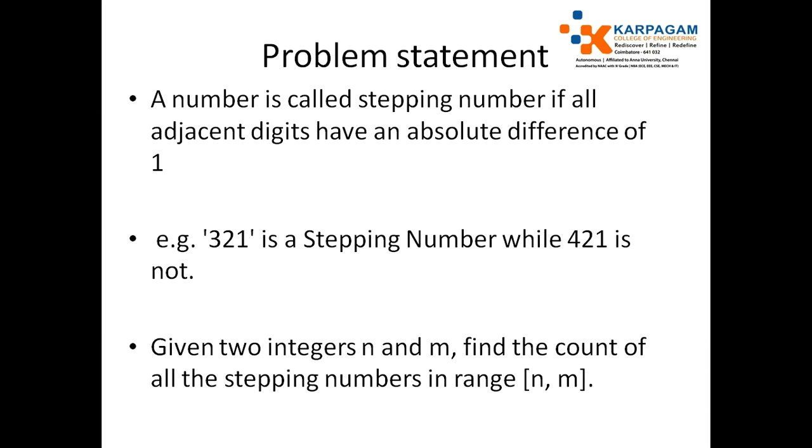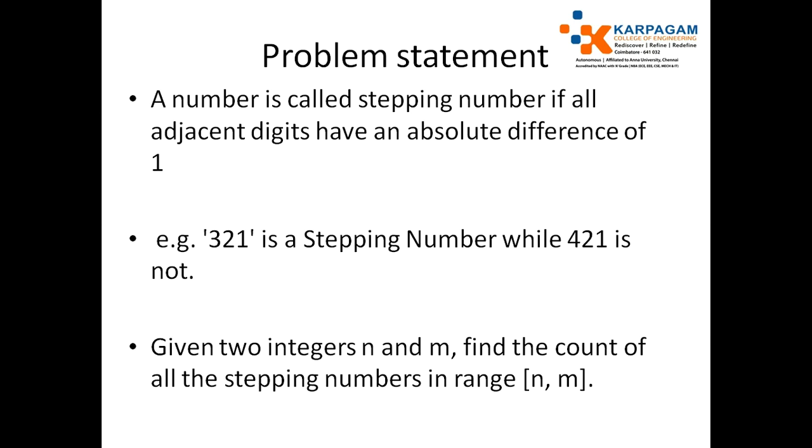Say for example 3, 2, 1. Definitely it is a stepping number, as you know the absolute difference of the adjacent numbers whichever you take, it is only 1 as an answer, but that is not the case for an example like 4, 2, 1. So adjacent digits should have absolute difference of 1. You call it a stepping number.